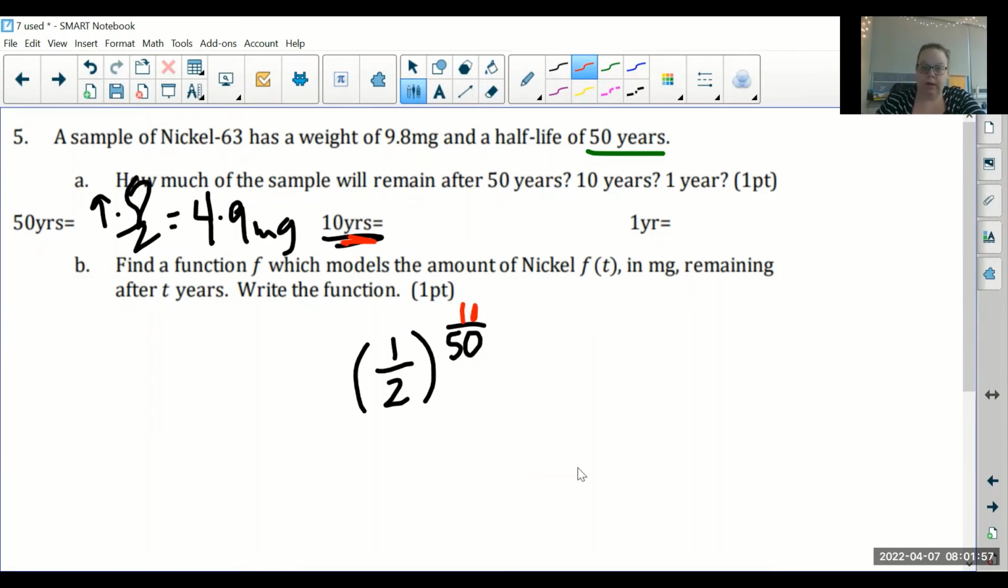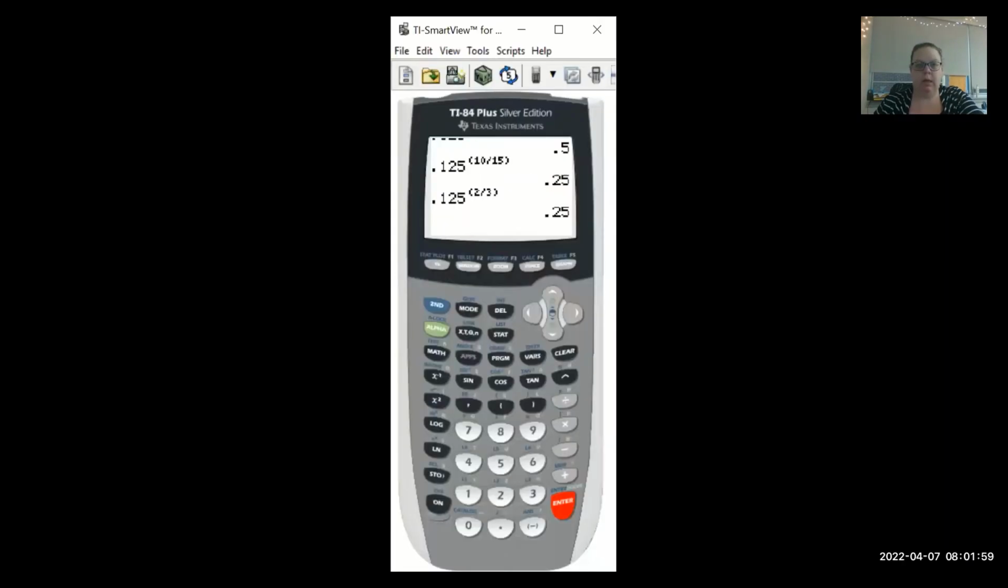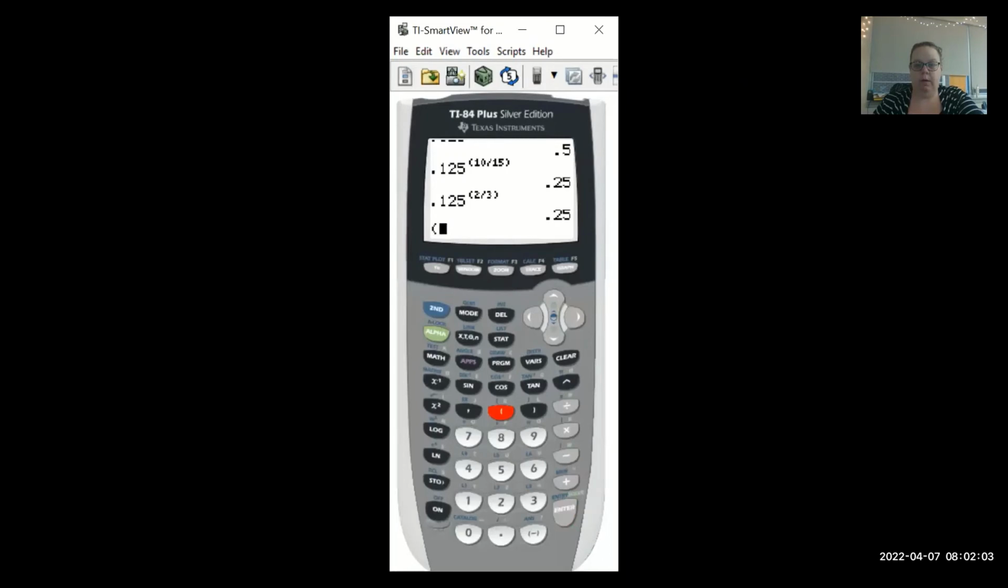So then we would go to our calculator. We plug in 1/2. Oh, it's asking for the whole sample. So we want to do the initial amount too. Sorry, that was my fault. So 9.8 is the initial amount. The rate is 1/2, and it's 10 divided by 50. Oops, not 40. Divided by 50. So 8.53.